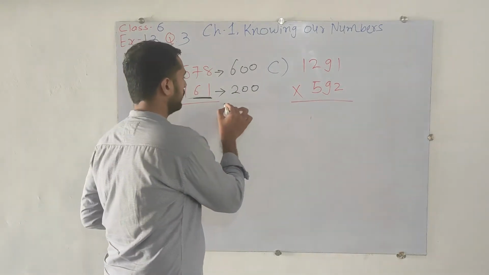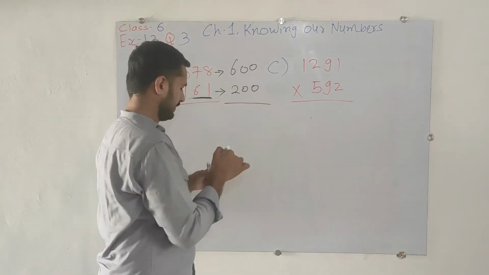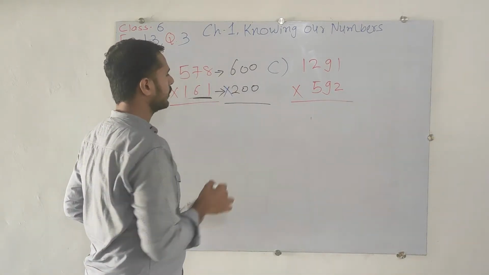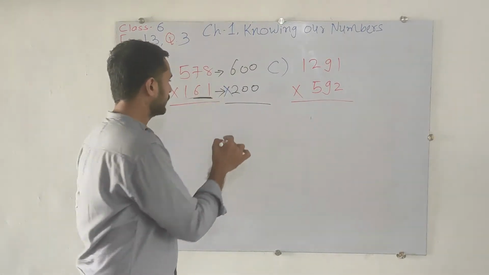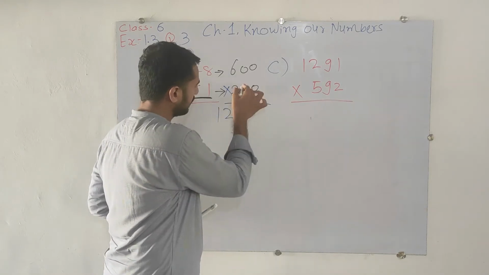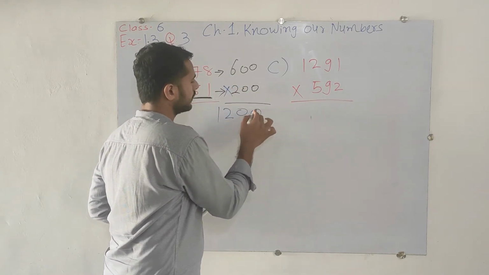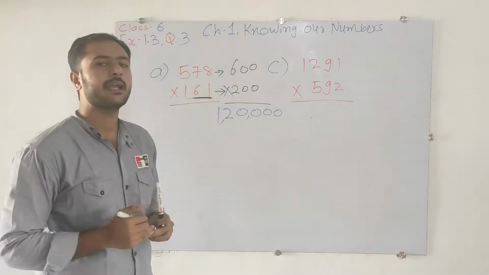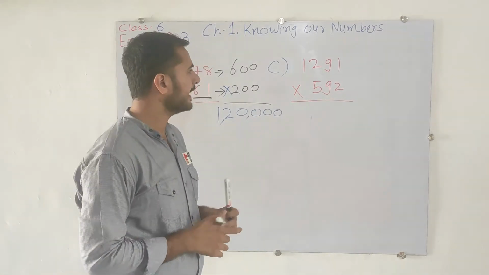So here we have 600 multiplied by 200. So 6 twos are 12. And how many zeros are there? 4 zeros. So 1, 2, 3 and 4. So our answer is 1,20,000. Now the next one.